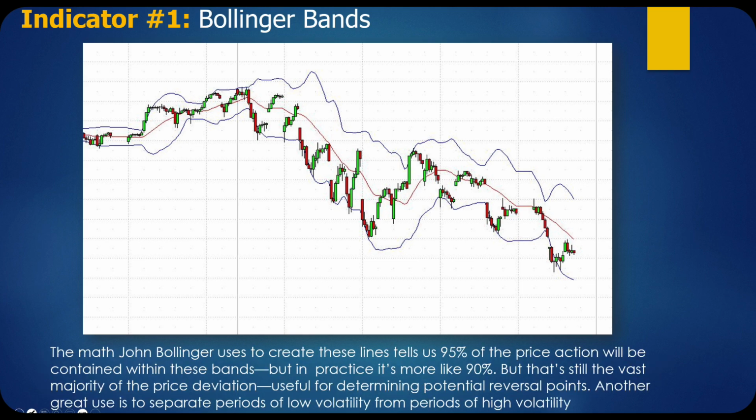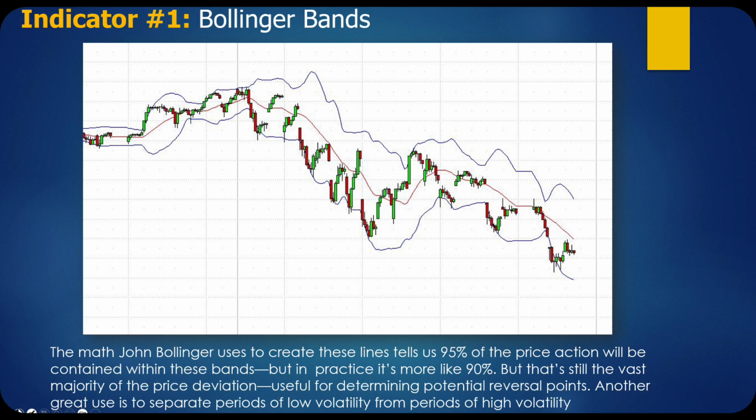The math John Bollinger uses to create these lines tells us 95% of the price action will be contained within these bands. But in practice, it's more like 90% in the real world, but that's still the vast majority of the price deviation, and it's useful for determining potential reversal points. So you can really tell when something's getting ready to snap back, and you can see it over and over when you're looking at the chart here.